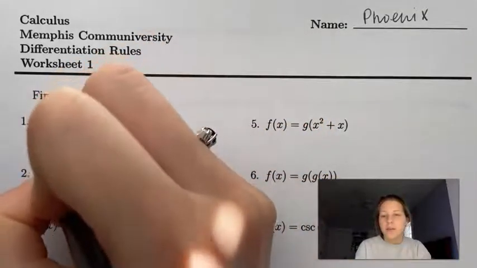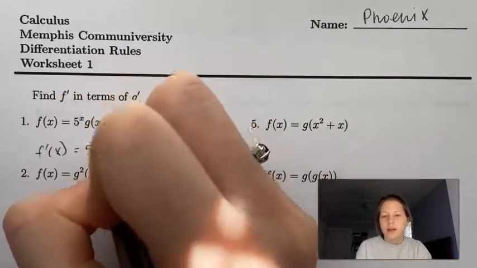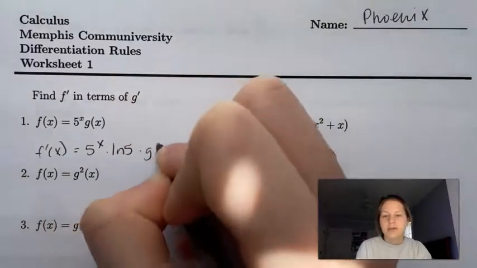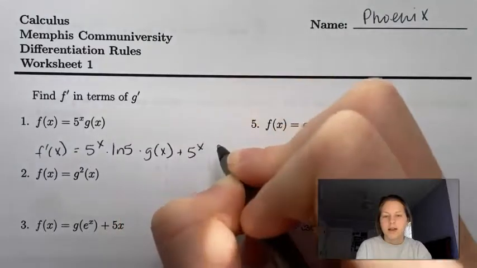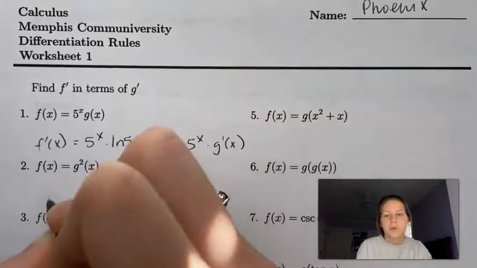Number one is a product rule derivative question. And so we will get f prime of x equals 5 to the x times ln of 5 times g of x plus 5 to the x times g prime of x. So that's just a simple product rule question.